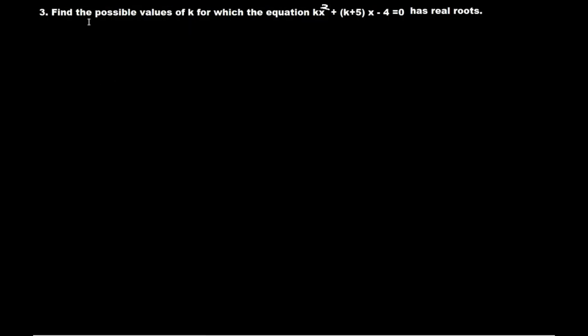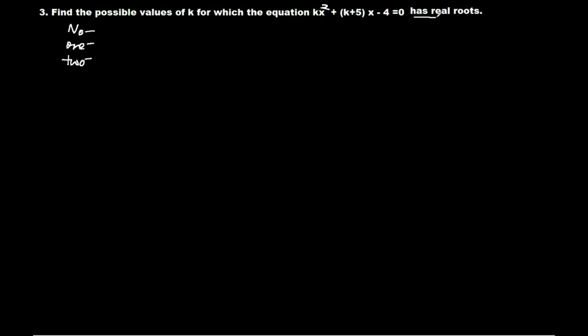Question number 3 says find the possible values of k for which this quadratic equation has real roots. So there are 3 possibilities of having roots. First of all, the possibility that there are no real roots. Then we can have one real root, or then we can have two real roots. 3 possibilities are there.